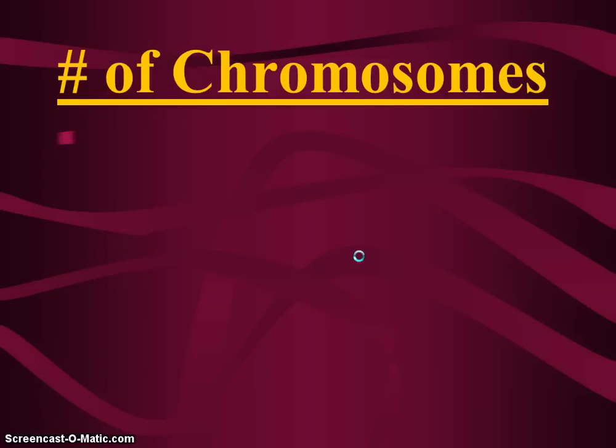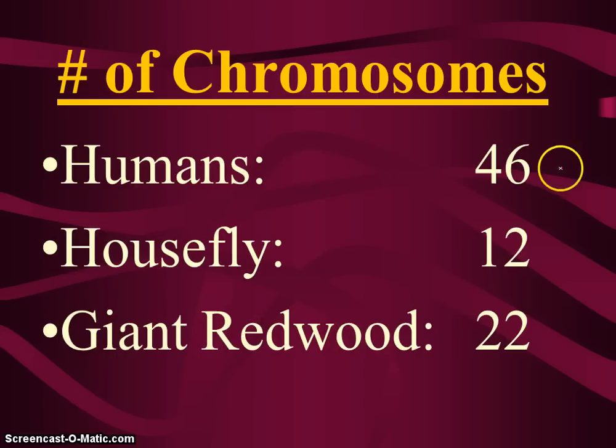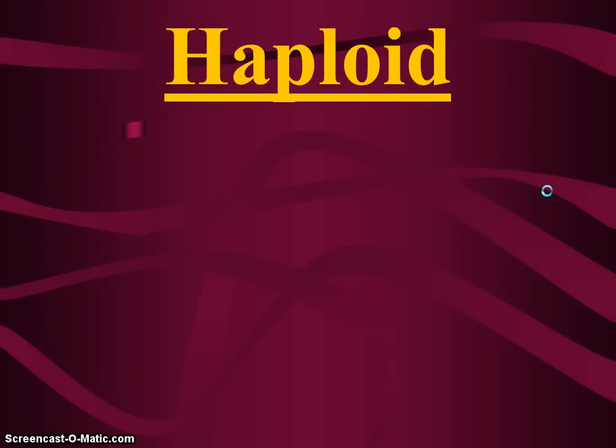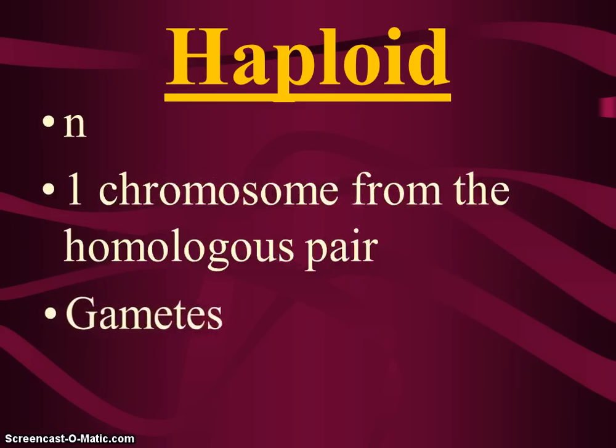Okay, just to let you know, the number of chromosomes is always going to be even because of the forming of homologous pairs. So humans have 46, housefly has 12, giant redwood has 22. We really just need to focus in on the human number of 46. Okay, now this chromosome number that is found within our sperm and our egg, or our sex cells, is called the haploid number. So we're going to refer to that by the letter N. So it's really half of the homologous pair. And this is what's found in the gametes, or your sperm and your egg.